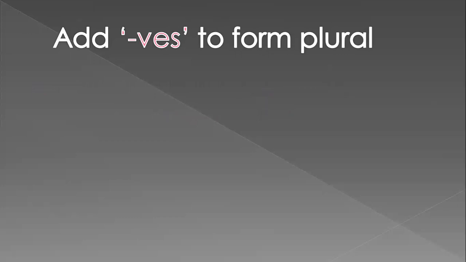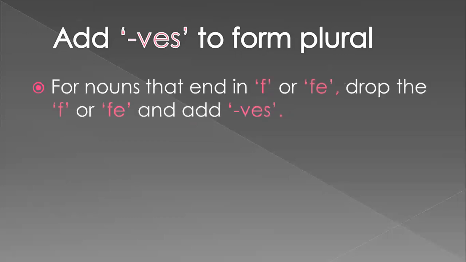Add ves to form plural. This rule of pluralizing is different from the rest. Here, the nouns that end in f or fe are dropped. For the nouns that end in f or fe, we drop the f or fe and then add ves instead of f or fe.